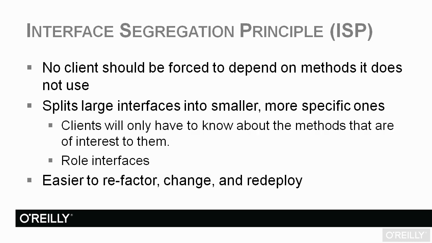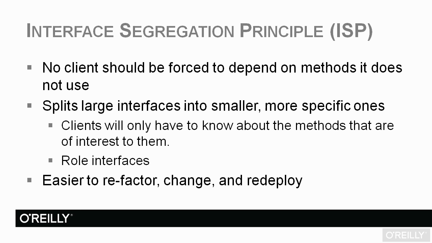The interface segregation principle is basically a simplifying principle. It states that no client should be forced to depend on methods that it doesn't use. And what this turns into is splitting large interfaces into smaller, more specific ones. They're more focused on particular client roles. So the clients will only have to know about the methods that are of interest to them.